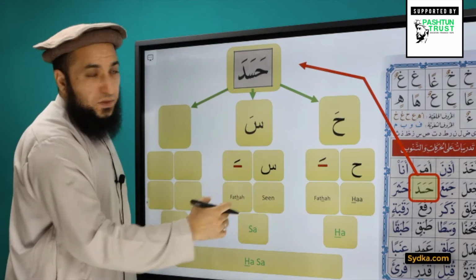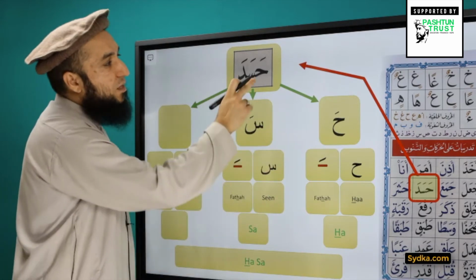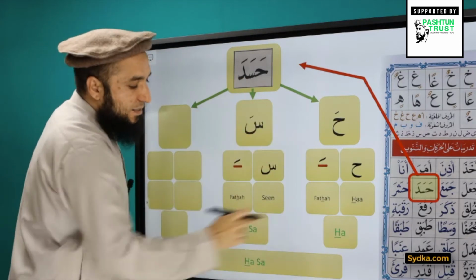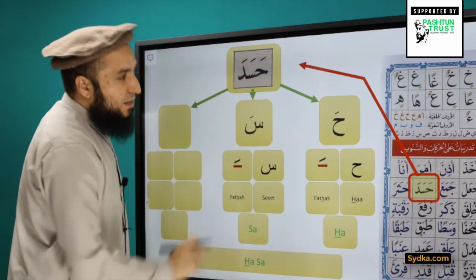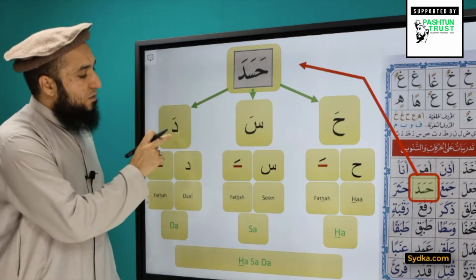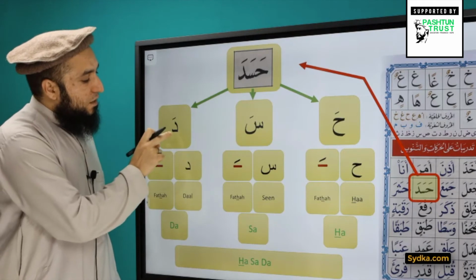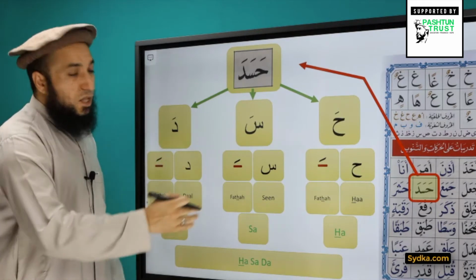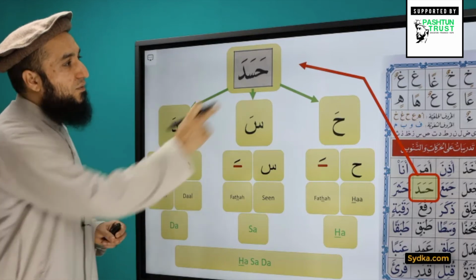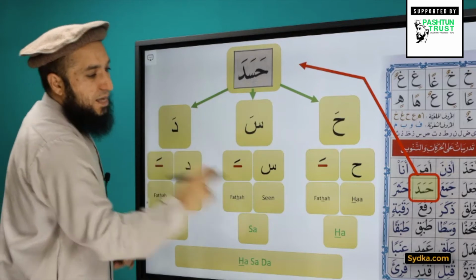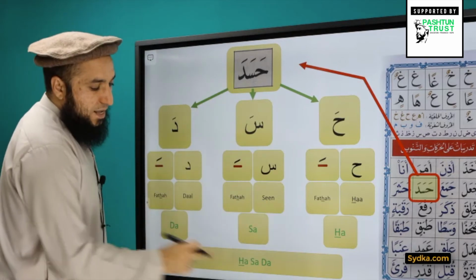And now we combine the first two syllables. So we have hasa, hasa. The third syllable is dal fatha da, and dal is not silent, and we have fatha. Dal fatha da. Now combining all three syllables, we have hasada.